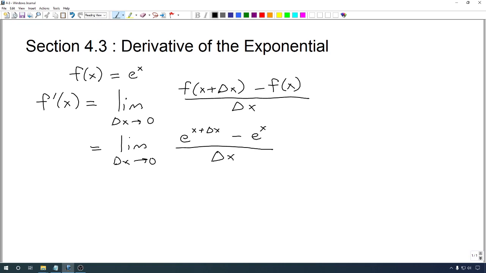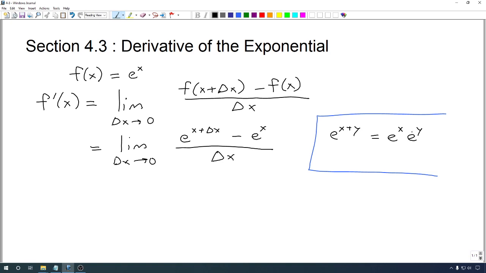Now where do we go from here? Because somehow we want to cancel out the delta x on the bottom. Well, the first thing you can notice is that we have e to a sum of two numbers. Remember, we have a law of exponents. Let's put this in a box off to the side over here. e to the x plus y is the same thing as e to the x times e to the y. That's our first law of exponents.